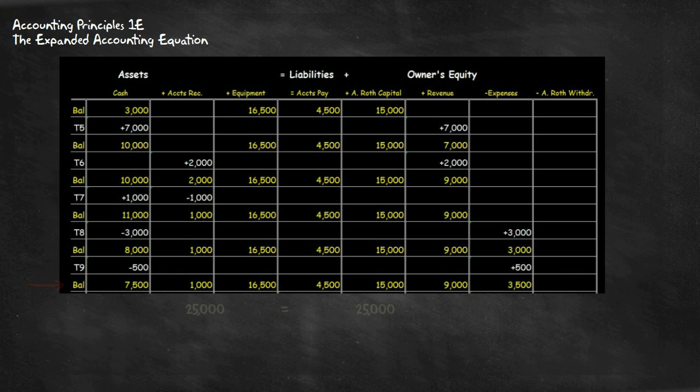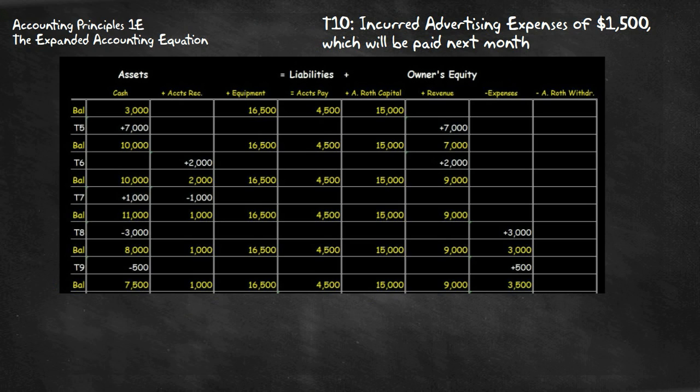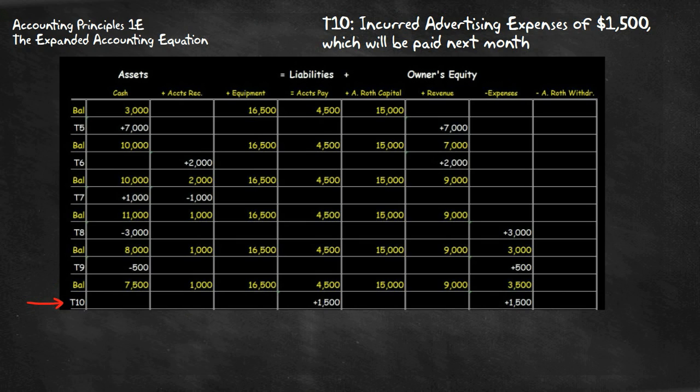For transaction 10, we incurred advertising expenses of $1,500, which will be paid next month. So I incurred an expense. Thus, I'm going to increase the amount of expenses I have by $1,500. Now, I didn't pay with cash, but instead I'm going to pay for the expense in the future. So what does that mean? It means I have a liability. Thus, I would increase the liability of accounts payable by $1,500.